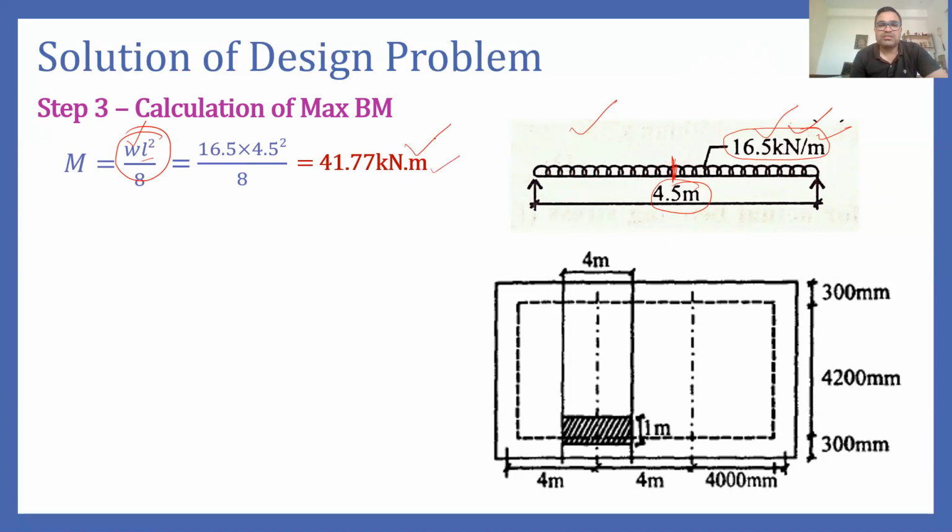We can also convert this into Newton mm. So if we convert this into Newton mm, this becomes 41.77 into 10 raised to power 6. So that completes this step.